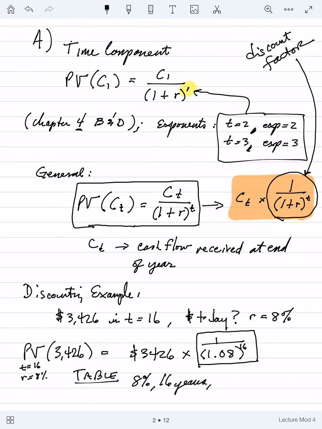Let's do a compounding example, the reverse of the discounting example. So let's say you got $1,000 in year 0, right now. Imagine that we're wondering, how much is it worth in 16 years? What's it worth in 16 years? Let's say R is 8%.